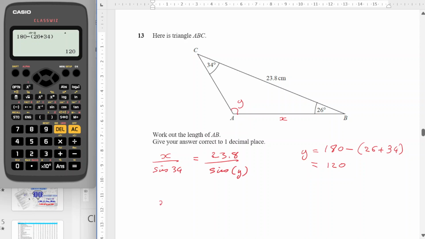Okay, so back to this then. So X is going to be equal to 23.8 times by sine of 34 divided by sine of 120. And then I would just type it in like that. So as a fraction, 23.8, I'm double checking my numbers as I type, times by sine of the angle, sine 34, divided by sine of 120.